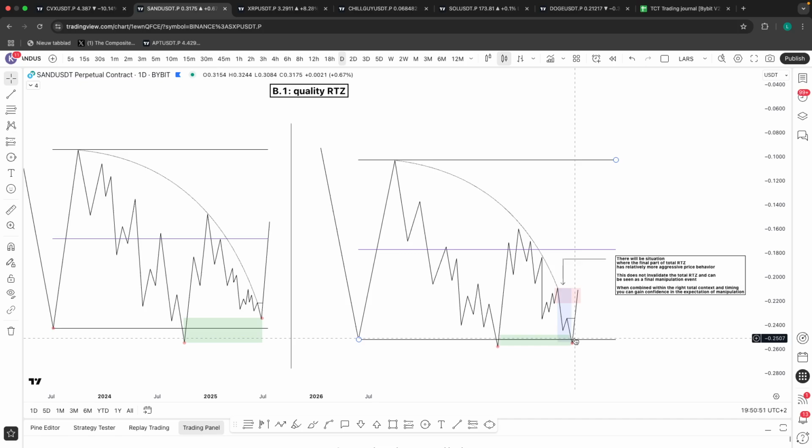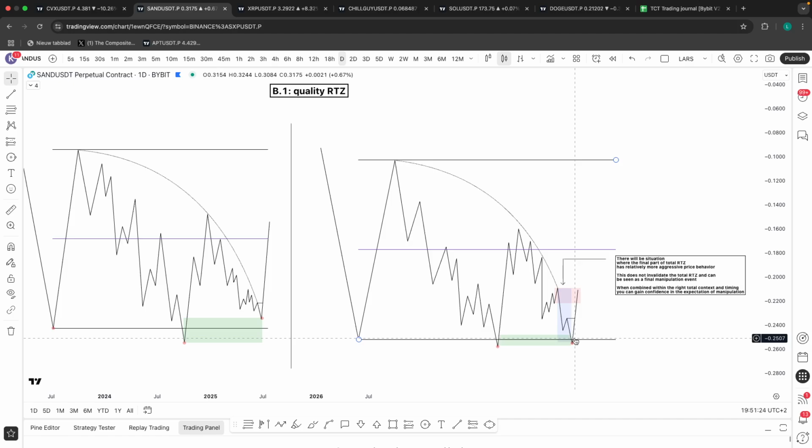When combined with the right total context and timing, you can gain confidence. If that manipulation is taking place usually within the first few hours of a session, that is a plus one in gaining confidence that it is going to be a manipulation and you're going to get reversals, because the opening of the sessions are very manipulative, where New York has usually the biggest manipulation. Besides New York, I would say it's Asia for crypto. London usually does not do a whole lot.